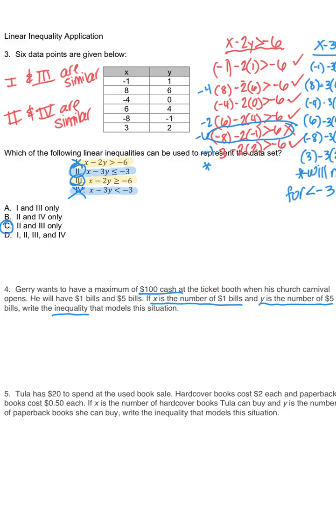We have our X and our Y. So we know that $1 bills are represented by the X's, plus the $5 bills are represented by the Y's. And our inequalities, well, we want those dollar amounts to add up to 100. So we know they have to be equal to, so these dollar amounts must be less than or equal to. They can't exceed the $100 because that is the goal amount. And that is our inequality.